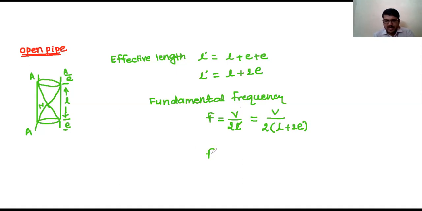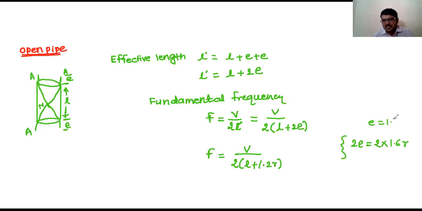Now let's substitute the end correction values. What we are getting is v by 2 into L plus 2 into e, and 2 into 0.6 r is 1.2 r. Yes or not? You can see here, 2e is equal to 2 into 0.6 r, because e is equal to 0.6 r, not 1.6. So here 1.6 will not come. How much will you get here?